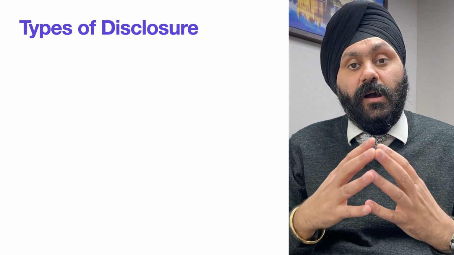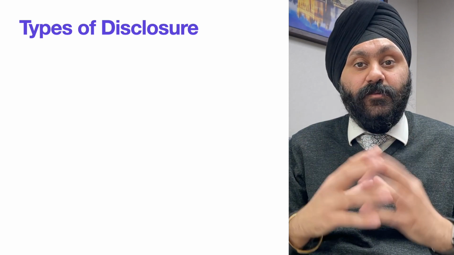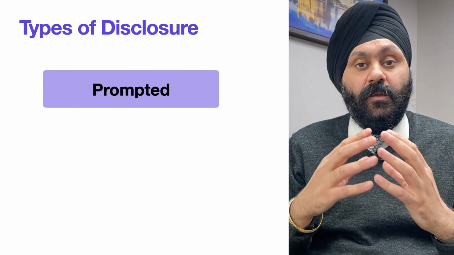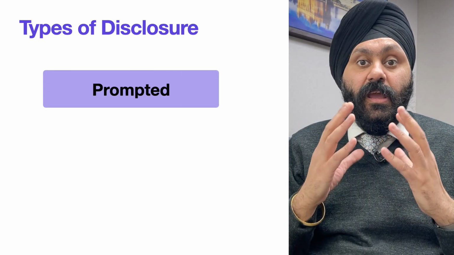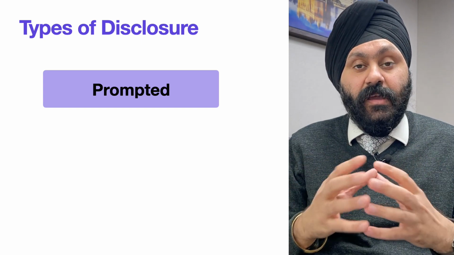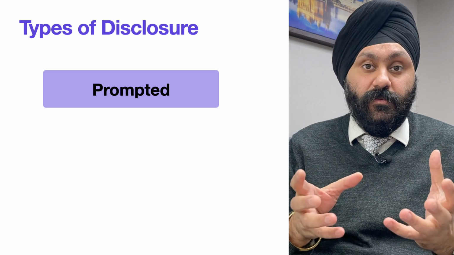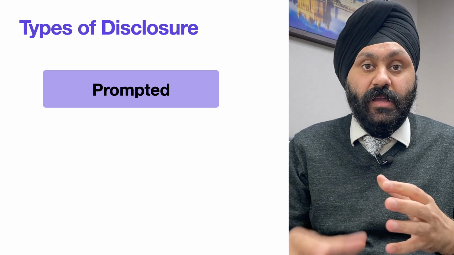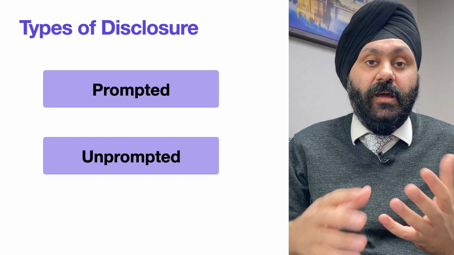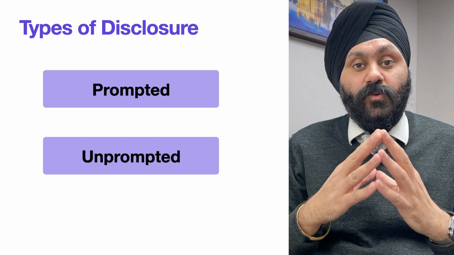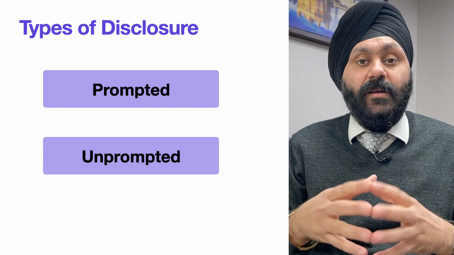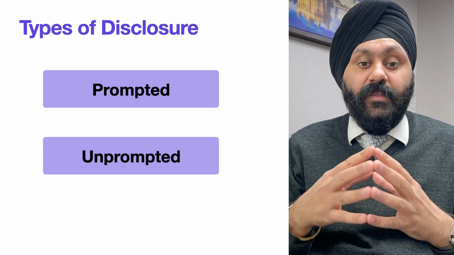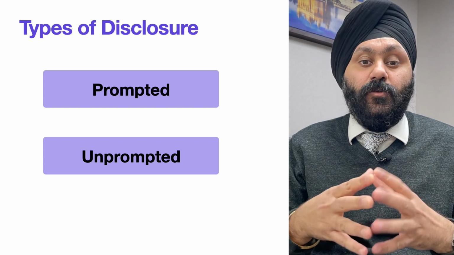So what are the types of disclosure? Let's understand the types of disclosure. There are two types of disclosure. One is prompted. If you have received a letter from HMRC, also called a nudge letter, then you are classed as prompted. HMRC has given you a prompt through the letter, so you are classed as prompted. Another type is unprompted. Unprompted means that you come forward voluntarily and disclose the information to HMRC and want to bring your tax affairs up to date. That voluntary coming forward is called unprompted.